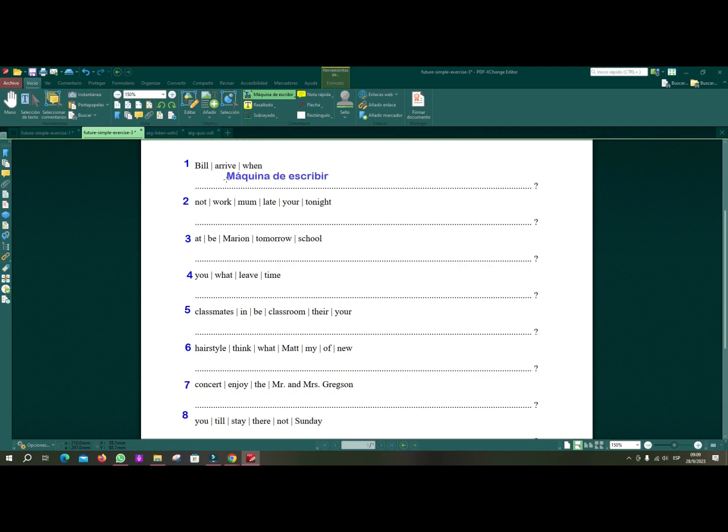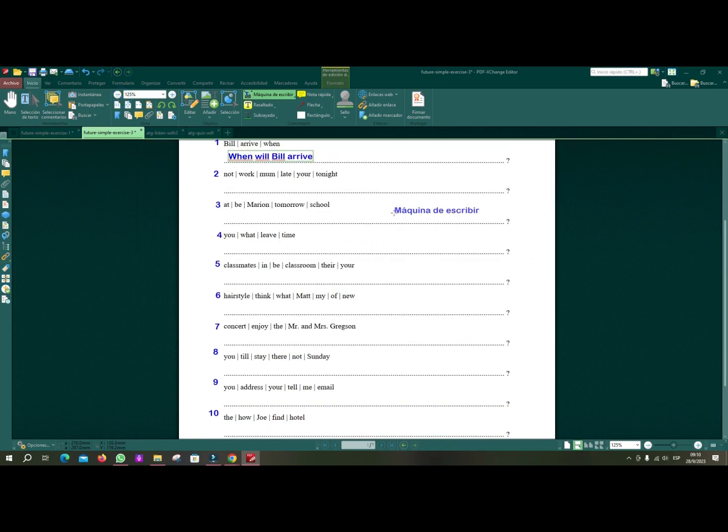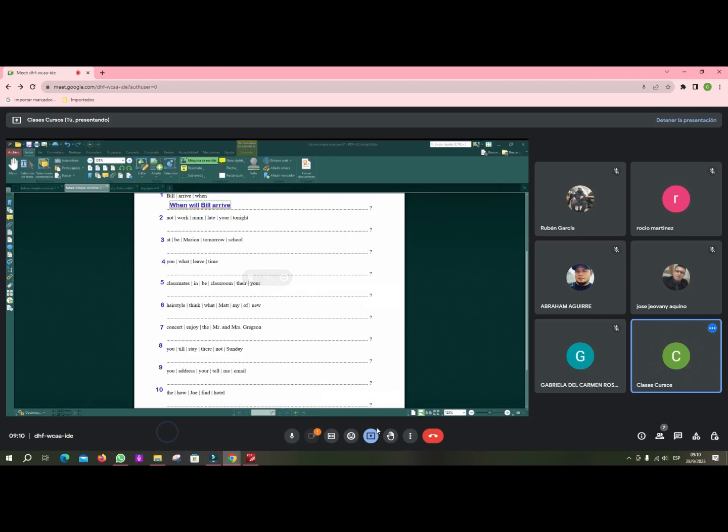Here you have Bill, arrive, and when. So when will Bill arrive? And question mark. Oh, but here you have a question mark already, so that's good. When will Bill arrive? So, you're going to have 3 minutes again for you to write questions using all the words that you have there. And if you have questions, raise your hand. So guys, work 3 minutes, write questions.